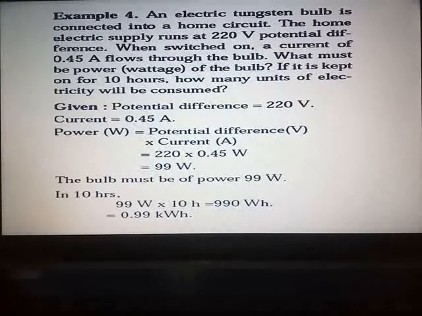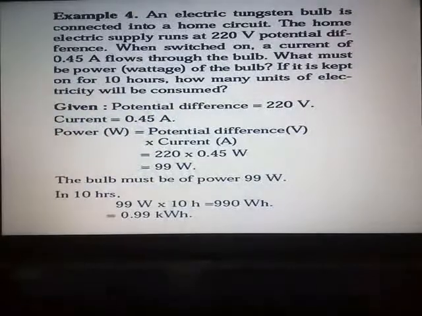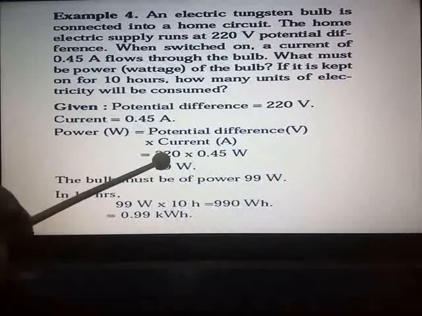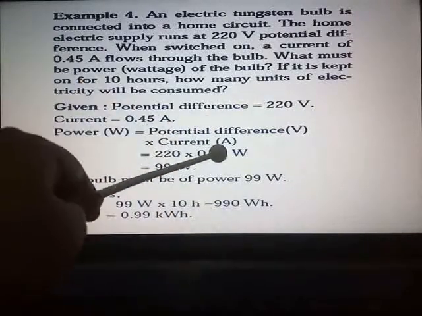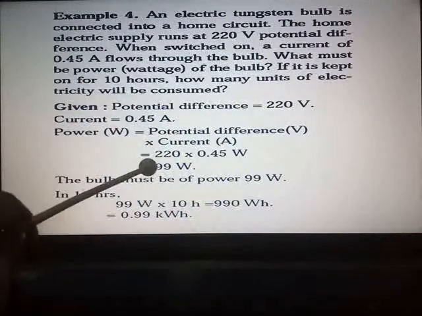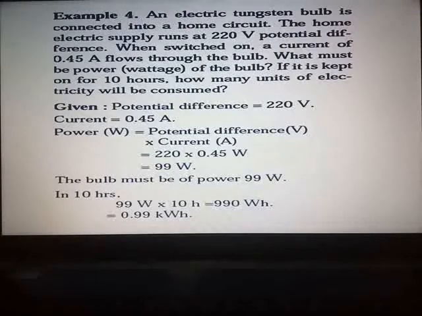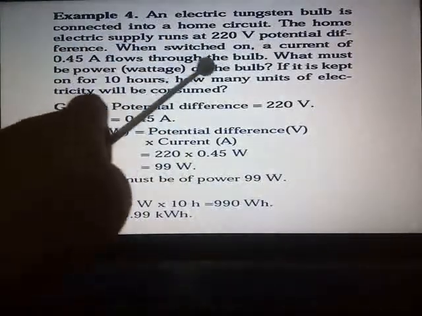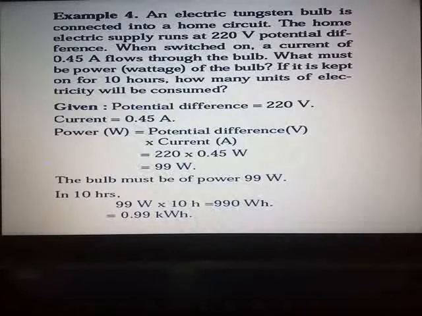First thing, you will have to calculate power. Very simple. Potential difference is given, current is given. You know the formula for power: V multiplied by I, potential difference multiplied by current. Substitute the values: 220 multiplied by 0.45. 99 watt is the power. They have asked what must be the power of the bulb, so the power of the bulb must be 99 watts.